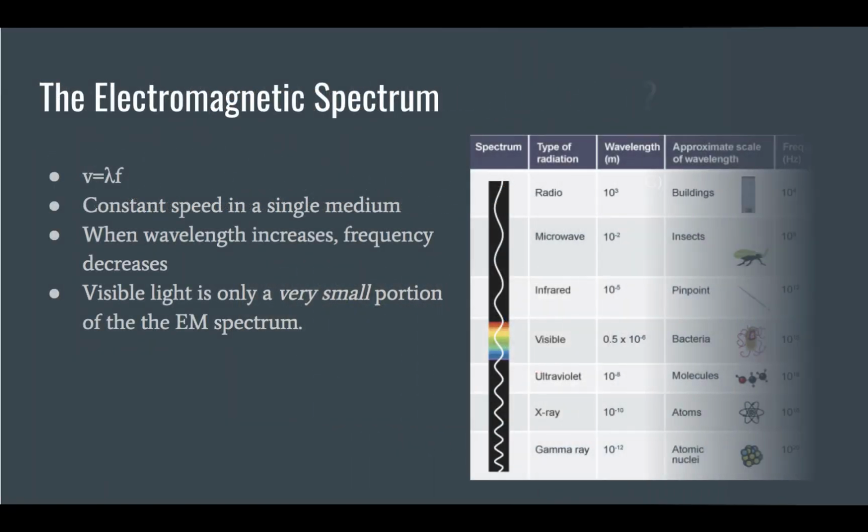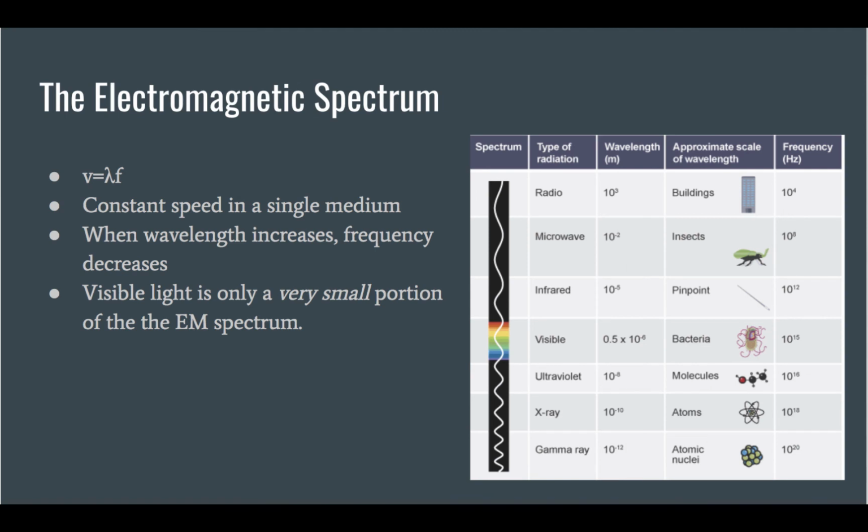When we think about the electromagnetic spectrum, it helps to think about the wave equation. So the speed is equal to the wavelength times the frequency in a vacuum. But we could also think of the speed of light as being constant in any type of single medium. So as it's traveling through the atmosphere, it doesn't really change speeds. If it's traveling through water, it doesn't really change speeds.